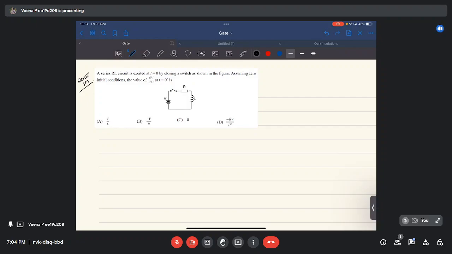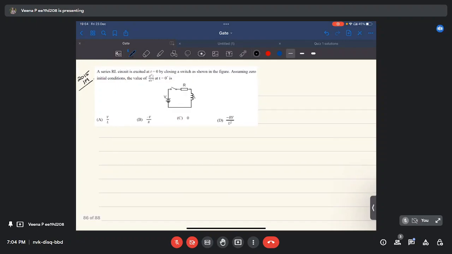So the first problem is from Electric Circuits and Networks, which was asked in GATE 2015 for 1 mark. A series RL circuit is excited at t equal to 0 by closing a switch as shown in the figure. Assuming 0 initial conditions, the value of d square I by dt square at t equal to 0 plus is. So we are given an RL circuit connected to a DC source and a switch.